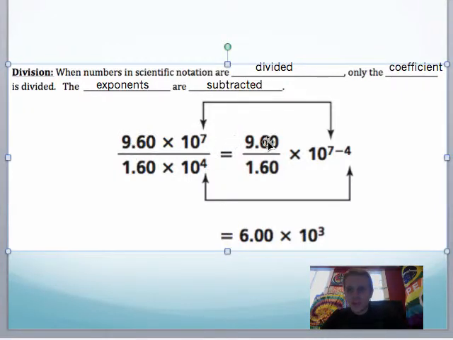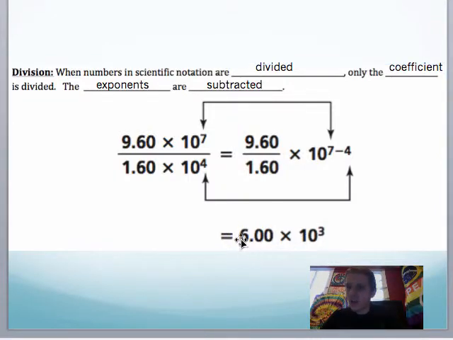So 9.6 divided by 1.6 in this example gives us our new coefficient of 6. We've got these powers we're going to subtract. 7 minus 4 gives us our new power of 3. So our simplified answer is 6 times 10 to the 3rd power. You want to double check: okay, there's only one number on the left side of that decimal point. Yes, it's in scientific notation form.